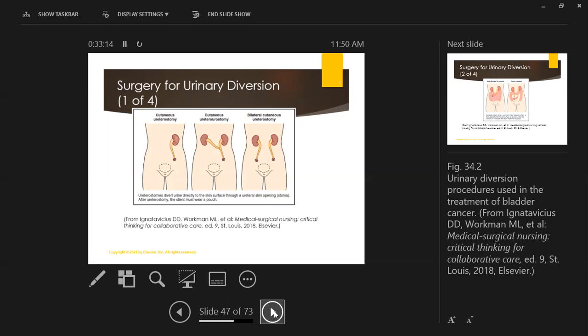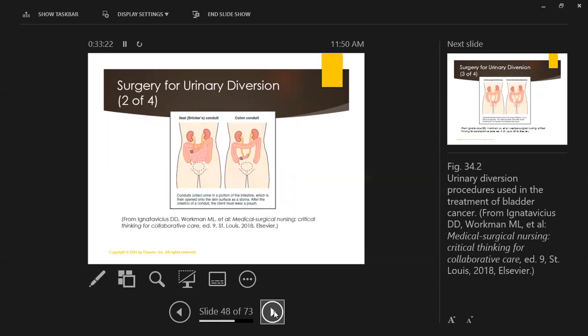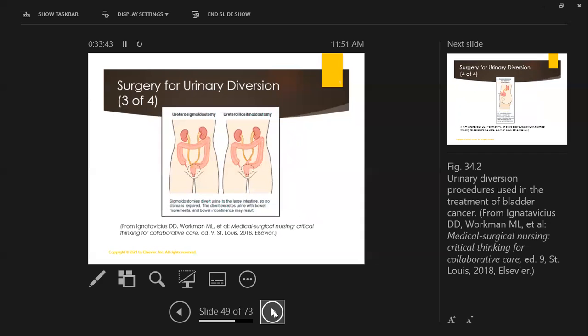Urinary diversion procedures are used to treat bladder cancer, but also any kind of massive trauma to the bladder that cannot be repaired. Here's another example of urinary diversion. This is an ileal conduit or Bricker conduit or a colon conduit. This is where the conduits collect urine in a portion of the intestine, which is then opened onto the skin surface as a stoma. So after we create this conduit, of course, we must wear a pouch. So we're draining it actually into a portion of the intestine and draining it from the intestine.